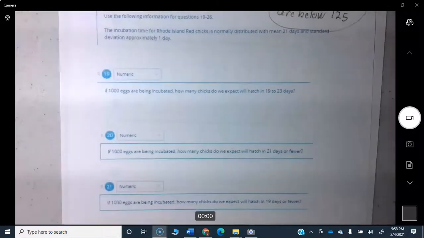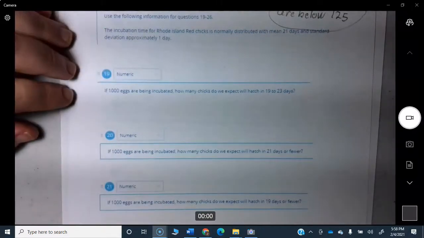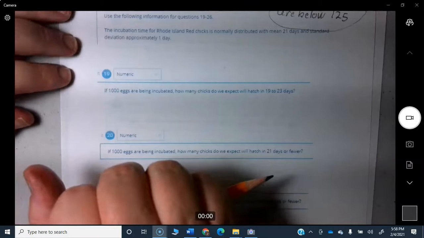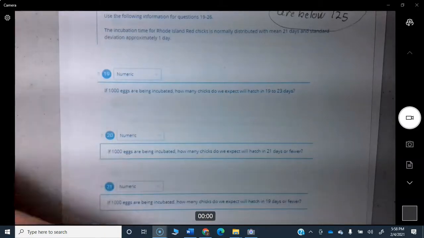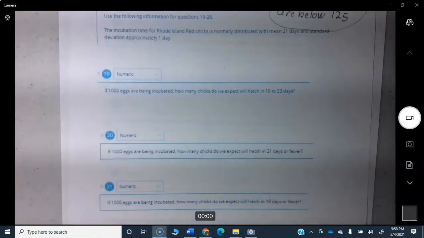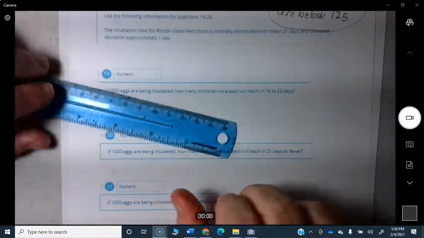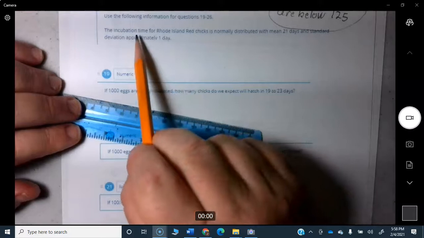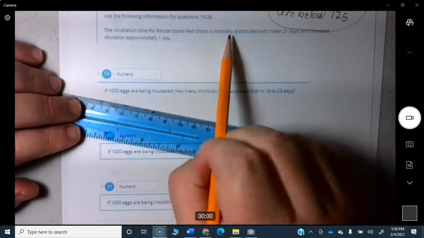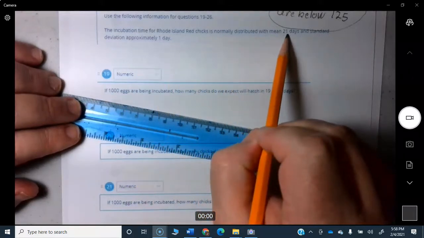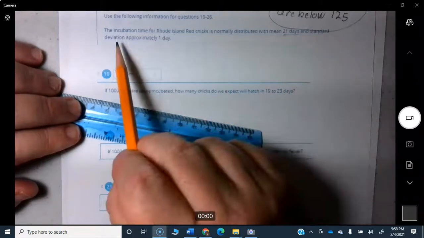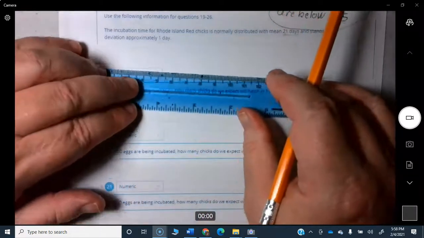Okay, and then the last six problems. Okay, I did a few of these in class. So this one just adds one additional step. It's really not even any harder. So what I'm going to do is I am going to draw, again, the curve without drawing the curve. So we have the incubation time of Rhode Island red chicks is normally distributed with a mean of 21 days and a standard deviation of 1 day.